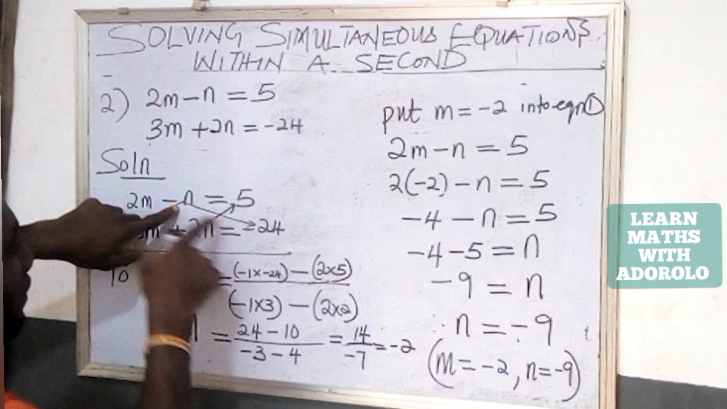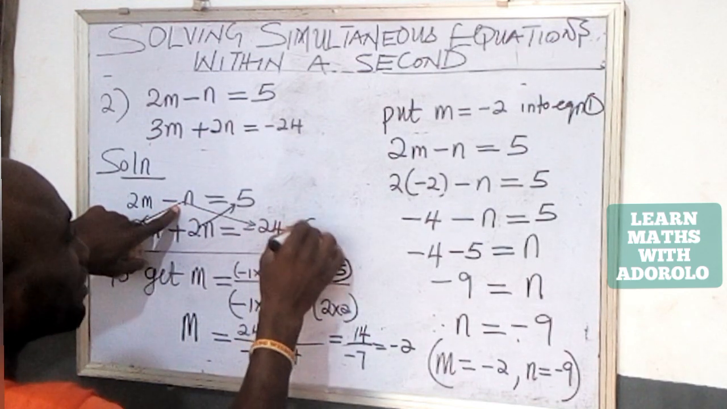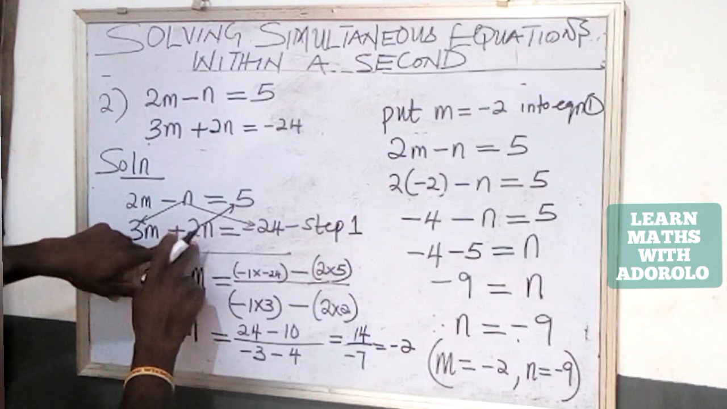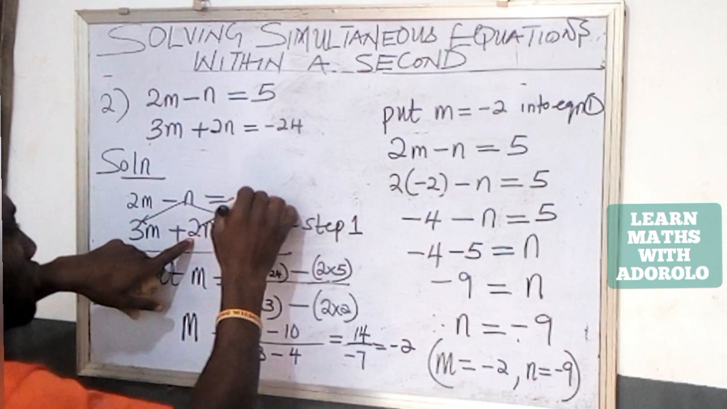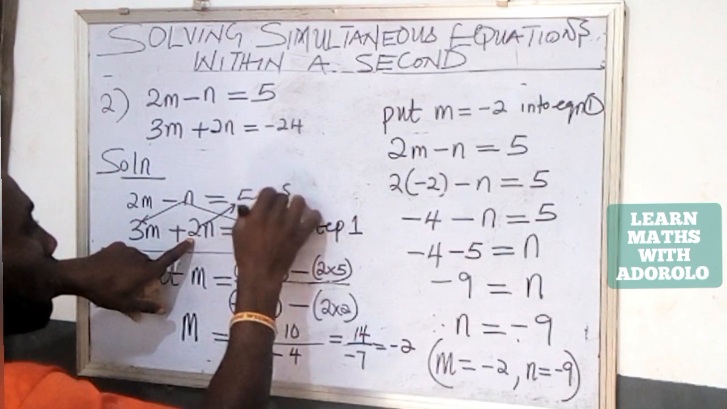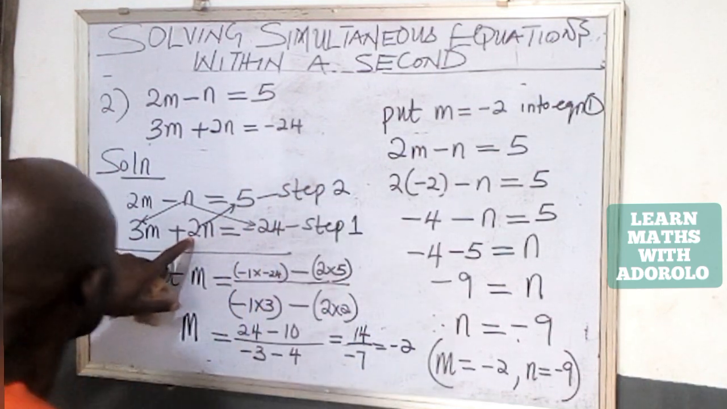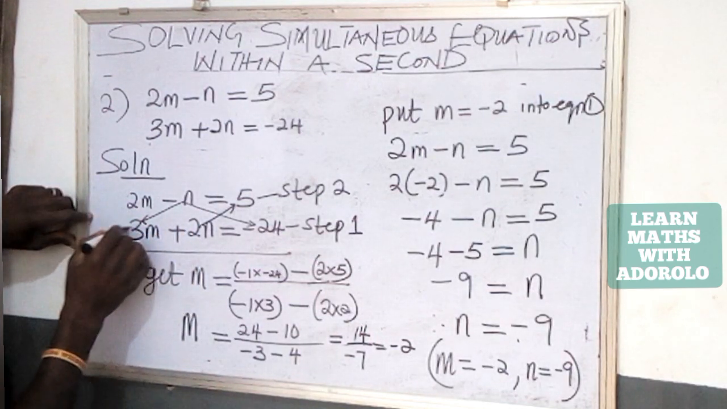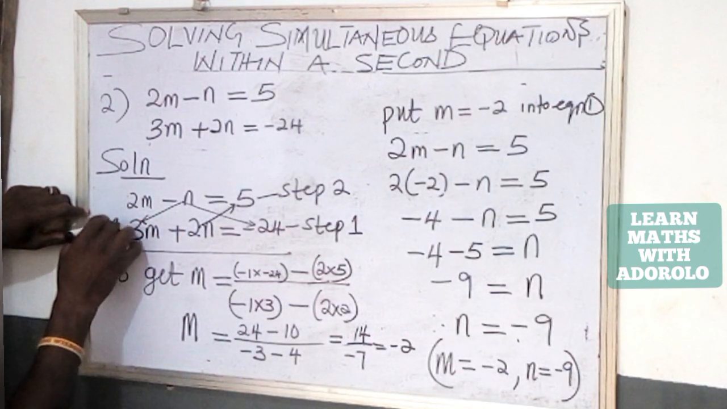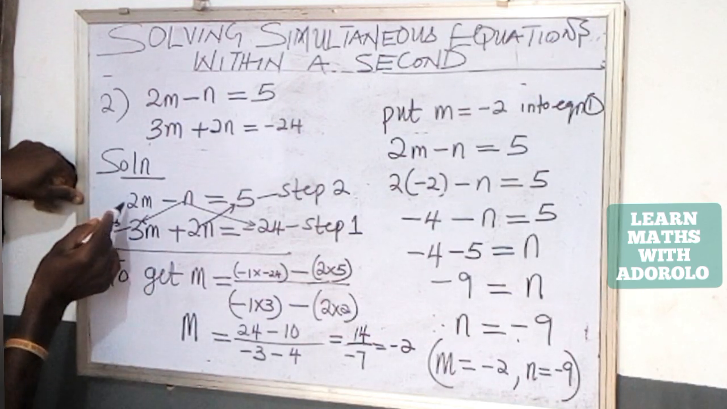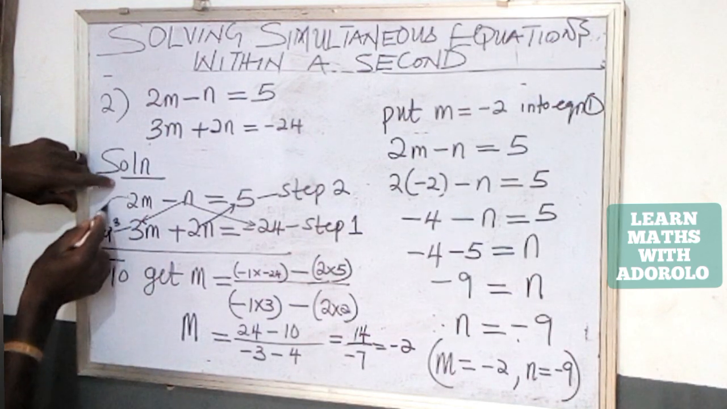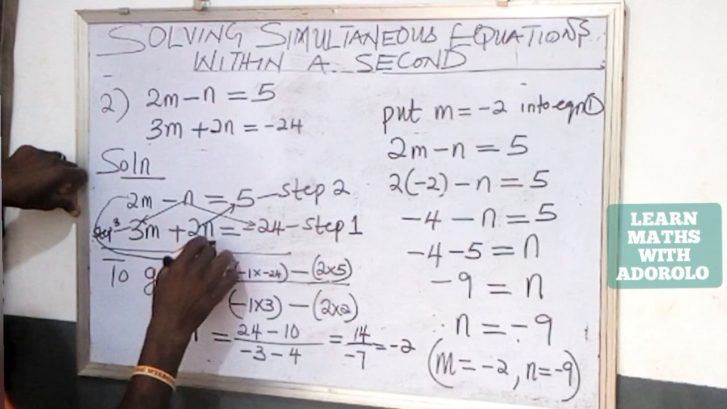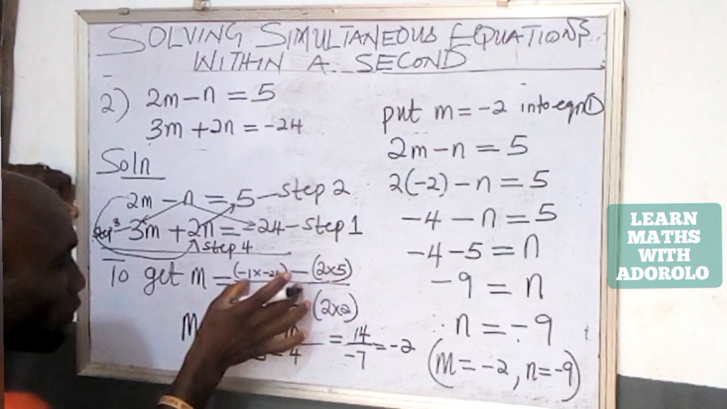Please look at the step very well. This minus 1 times this minus 24 will give you what? Step 1. Your step 2 is the coefficient of n in equation 2 times this 5 in equation 1 will give you your what? Your step what? Your step 2. Your step 3 is the coefficient of this n, which is minus 1 times this one. It is what? Step 3. And lastly, your final step is the coefficient of m in this equation 1 multiplying this coefficient of what? N in equation 2. That is step what? 4.